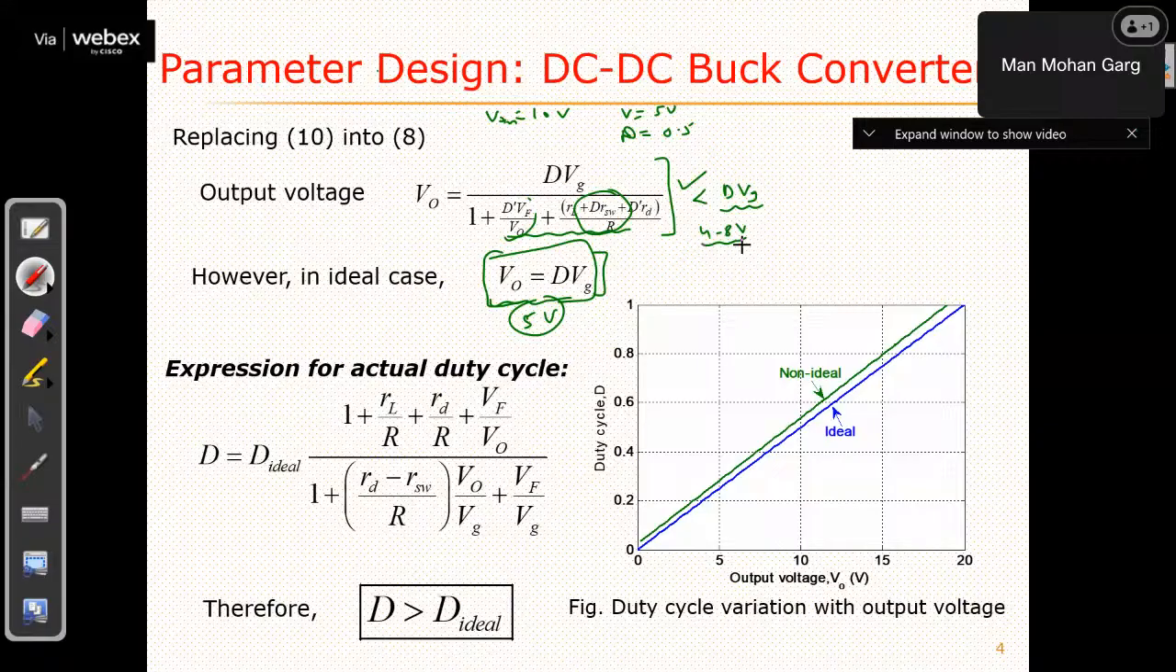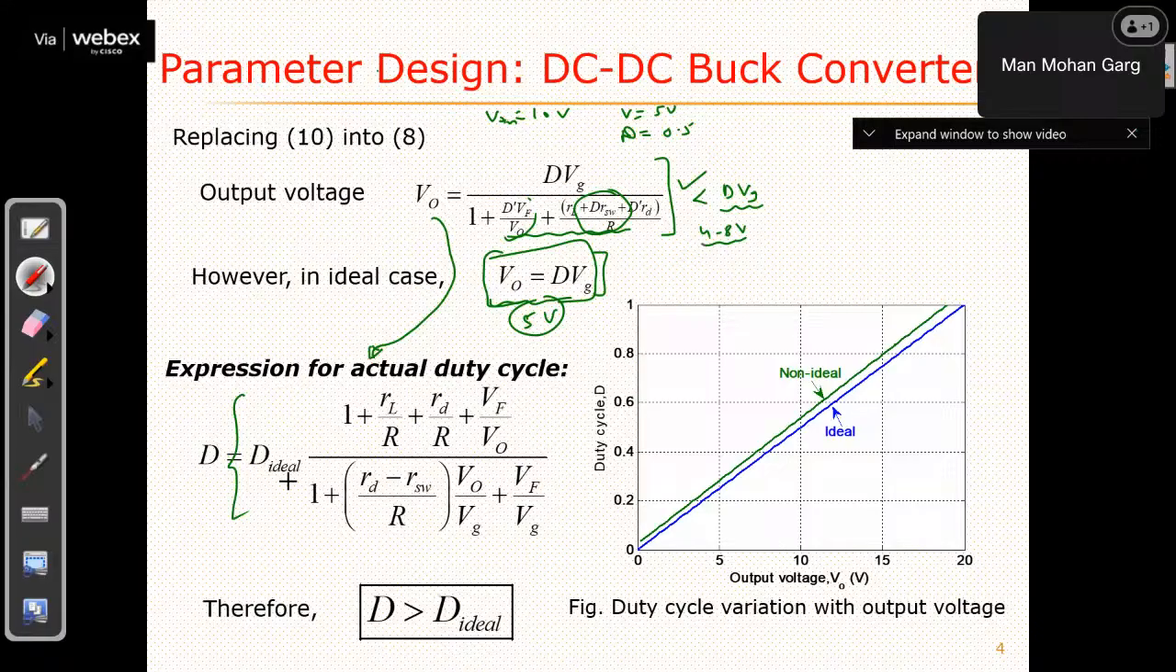So it will differ. So in that case, what we need to do if we want exactly 5 volt, we have to increase the duty cycle. So how much duty cycle we should increase? To know that, we reverse calculate D from here. If we calculate D from here, then we get this expression.